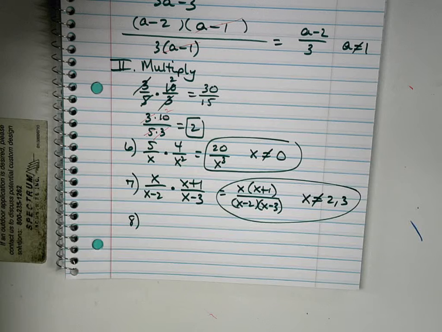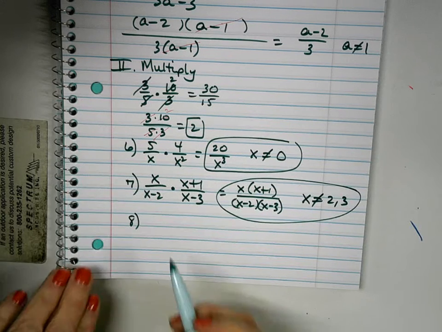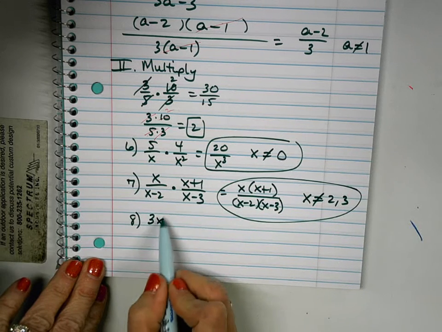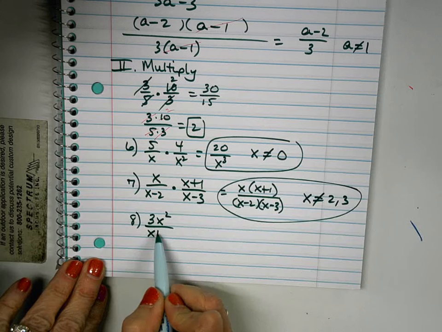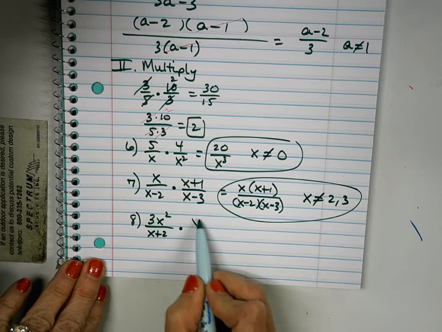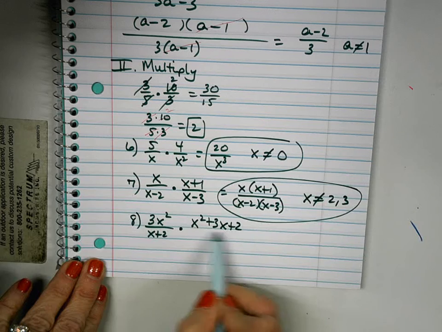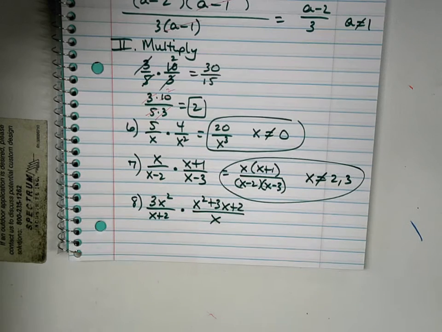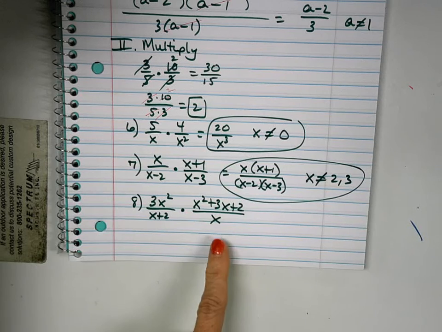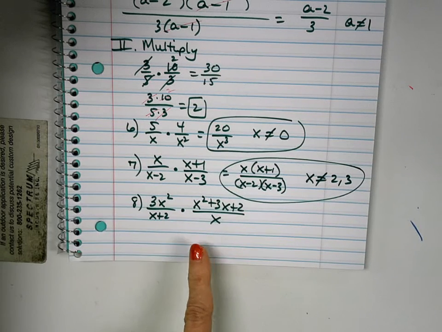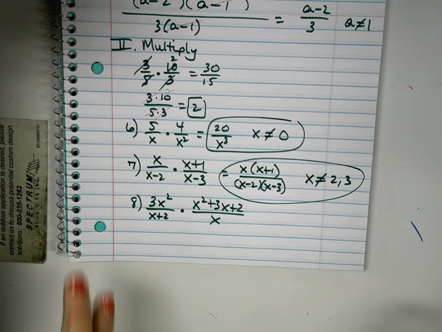All right. Number 8, 3x squared over x plus 2 times x squared plus 3x plus 2 over x. Anything right off the bat that we could cancel? Can I reduce the x in the denominator? Yeah, with which one? The 3x squared. Yeah, I can automatically reduce that.